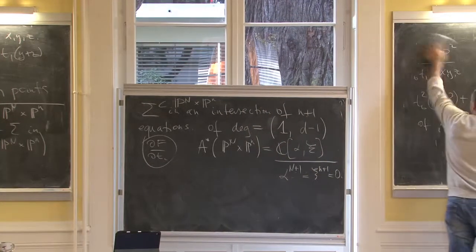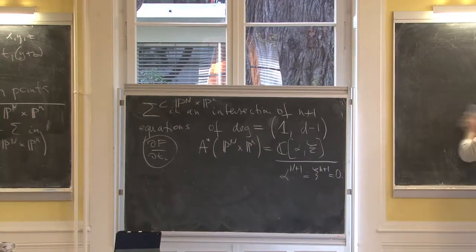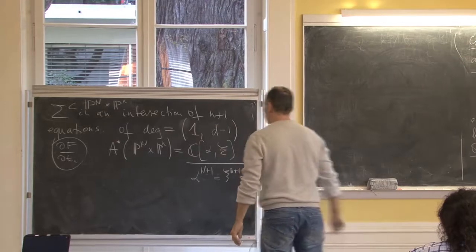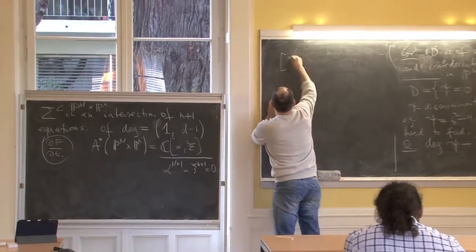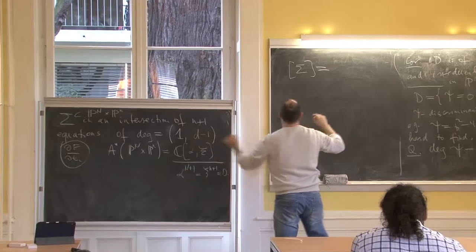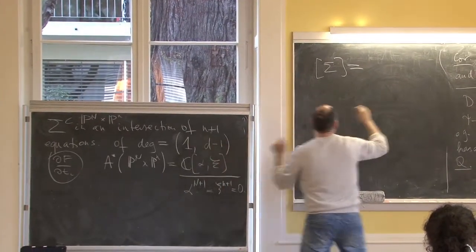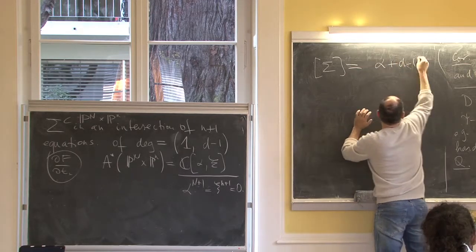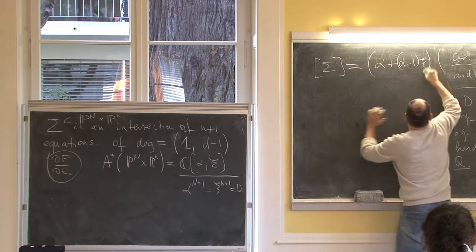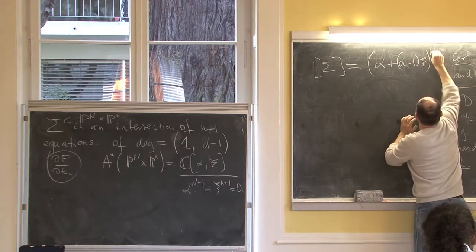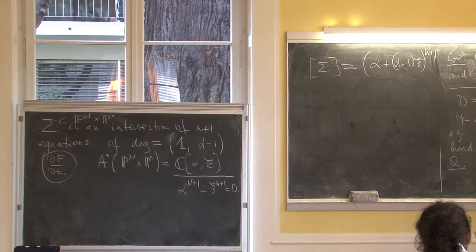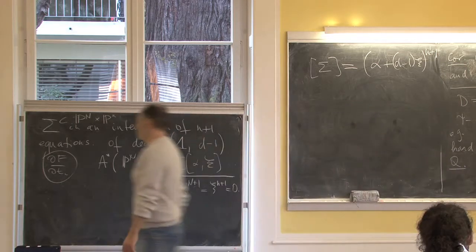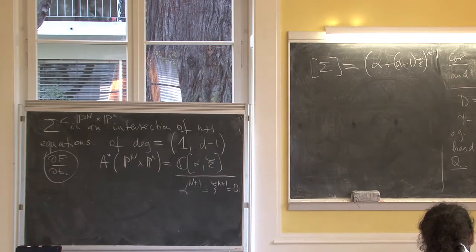And so now the class in the Chow group can be written this way. We just take this class, which is now alpha plus (d minus 1) psi. We raise this to the power, taking it n plus 1 times. Okay? So this is the class. And then we just need to find the degree of the projection.